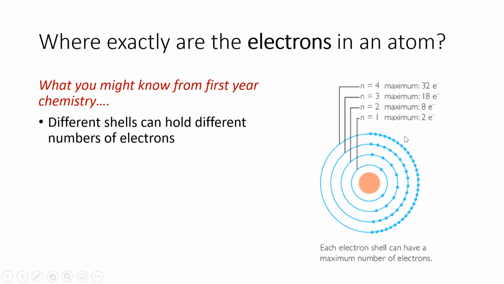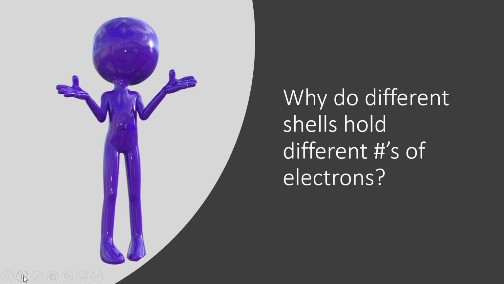And then you might remember seeing visuals that look like this, where you had some sort of sense that different shells can hold different numbers of electrons, but we might not be entirely sure why. So the first shell held 2, the second held 8, the third held 18. So those are some things you might remember from regular chemistry. So let's dig into this more, what's going on with the electrons.